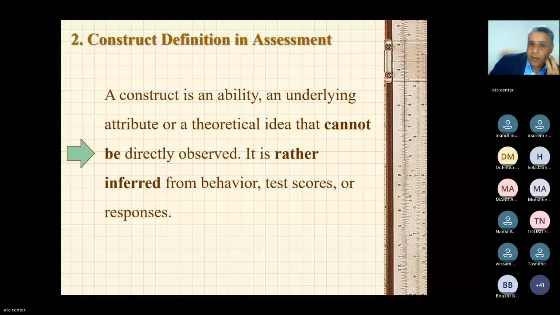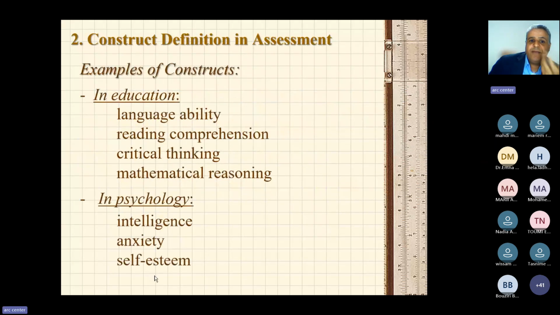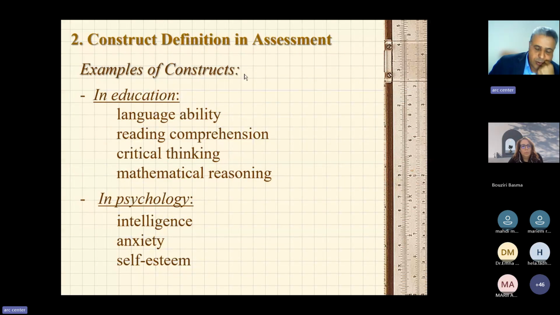You can ask me to give examples of constructs. So, for example, in education, language ability is a construct. We say that a person has the ability to use the English language. English language ability is a construct in itself. And this construct can be divided into subcomponents. We can talk about, for example, the construct of reading in English, the construct of writing, and the construct of listening and also speaking.